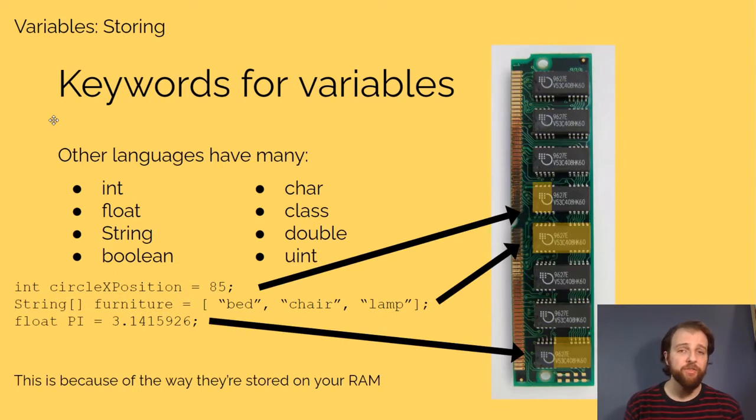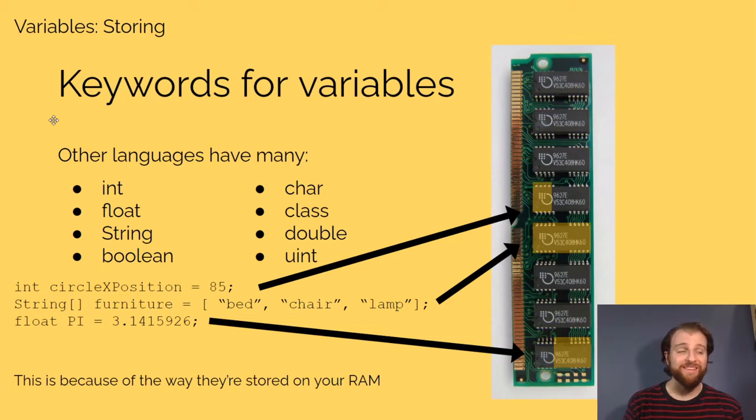Now, if you look at other computer programming languages, you might notice many different variable types. So here's some examples. Int stands for integer, which is a whole number. Float, these are for numbers that are decimal points. Char stands for character. This is for a single letter. Double is like a very big float. Boolean is a true or false.